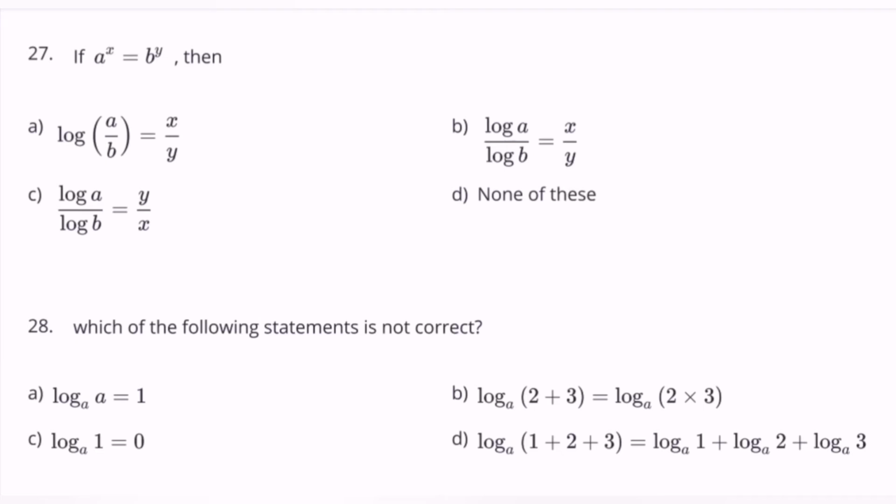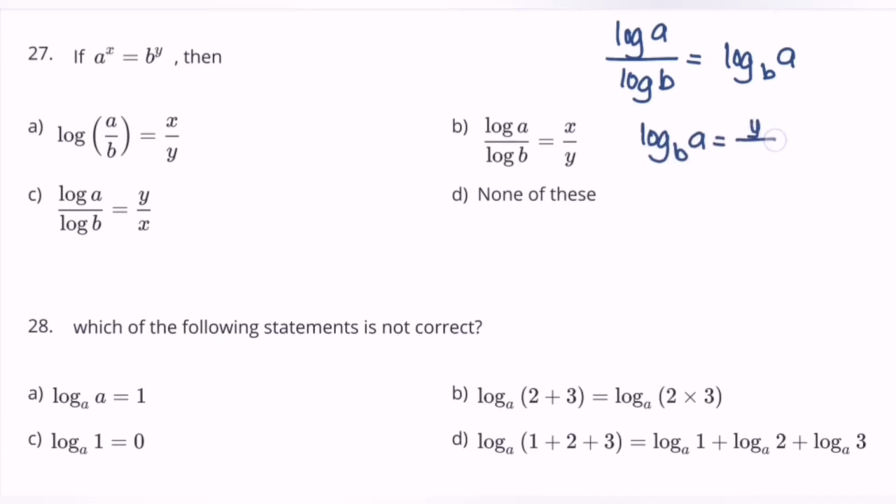For question 27, a to the power of x is equal to b to the power of y. Then the situation will be log base 10 of a over log base 10 of b. So from here, kindly refer to the formula for changing base. So it will become log base b of a. For this case, log base b of a is equal to y over x. So in here, we transform the situation from log form to indices form. So we will have a equals b to the power of y over x.